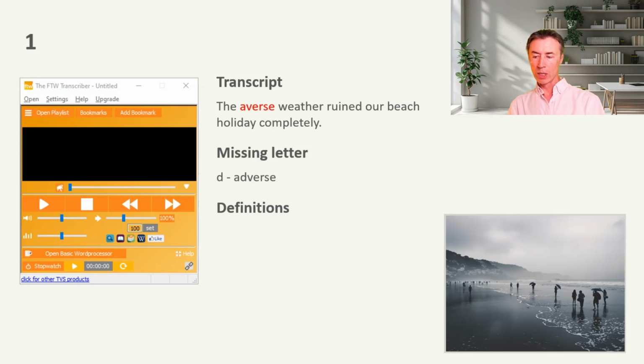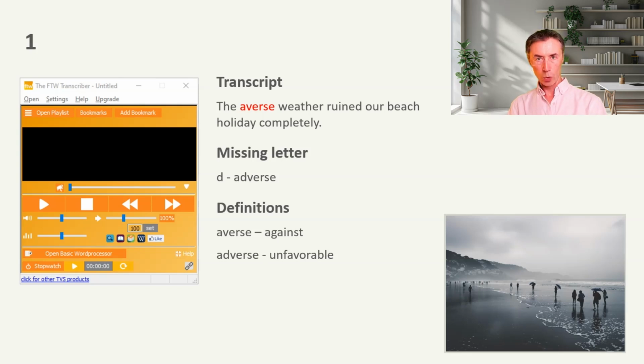Two different words. What are the definitions of averse and adverse? What I tried to do when coming up with definitions was to challenge myself by trying to come up with one-word definitions. So how would you define averse and adverse? Here's what I came up with. Averse means against. If you're averse to something, then you're against it. And adverse means unfavorable. That's the word which makes sense in this transcript.